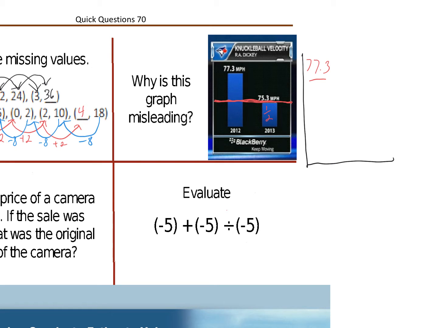You'd have one bar that would go like this, 77.3. Then you'd have another bar that would go like this, 75.3. So that way you don't have one bar that looks like it's half the size of the other bar. They look like they're very similar, but just one is slightly shorter. This one is indeed smaller, it's just not half as small as that. That's why this graph is misleading.